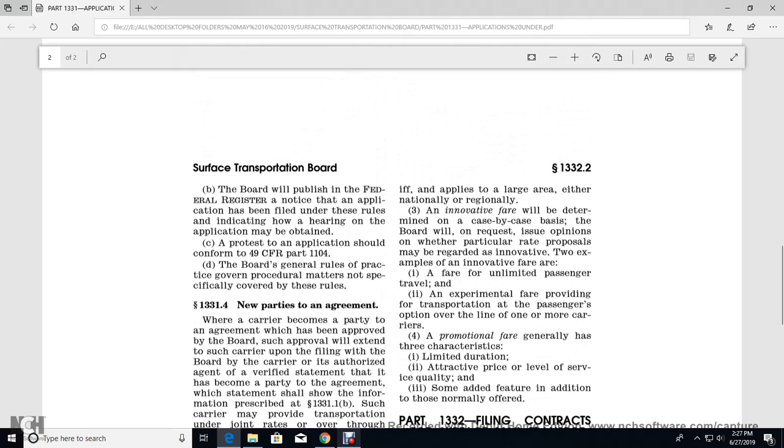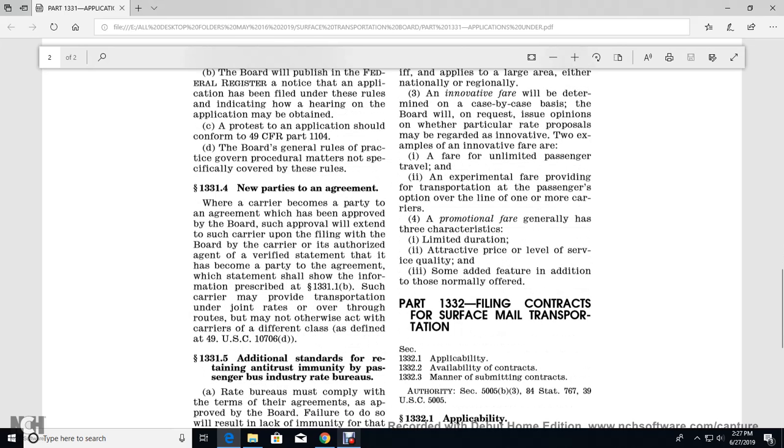The board will request and issue an opinion on whether a particular rate proposal may be regarded as an initiative. Two examples of initiative fares are the fare for unlimited passenger travel and the experimental fare provided with the transportation of the passenger over lying with one or more of the carriers. A promotional fare generally has three characteristics: one, limited variation; two, attractive price and level of service quality; and three, some added feature in addition to those normally offered. Part 1332, following contracts for the mail transportation.